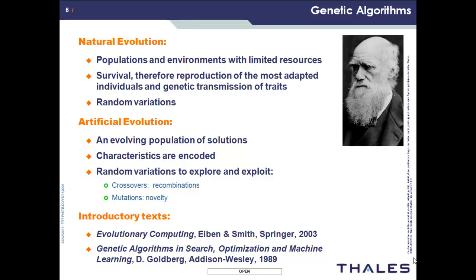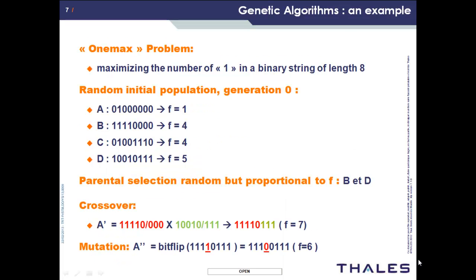This is an example of a very simple genetic algorithm based on a binary string representation. It is applied to a toy problem for illustration purposes, the 1max problem, which consists in maximizing the number of 1s in the binary string, here of length 8. So we have a population of size 4. You have here 4 individuals with their genetic material, 0s and 1s, and this initial population is randomly created, which means each value is randomly picked.